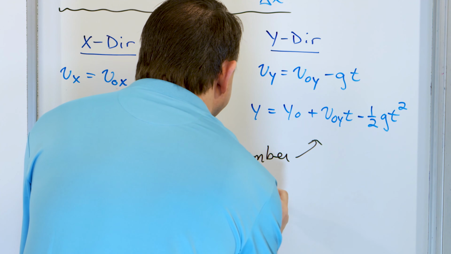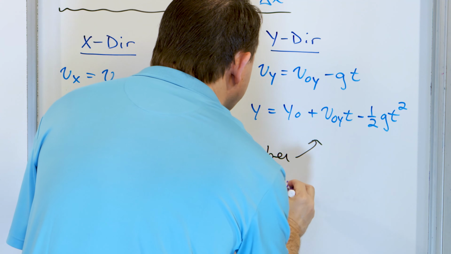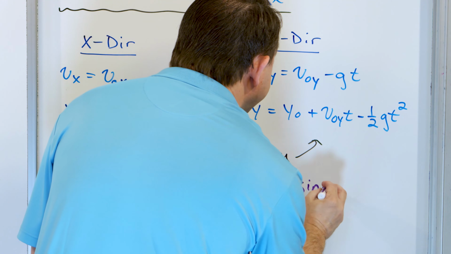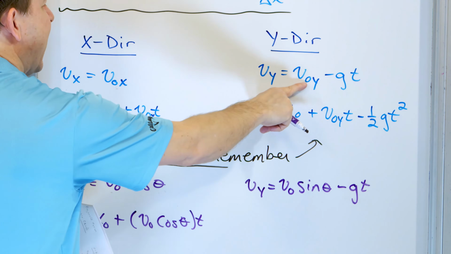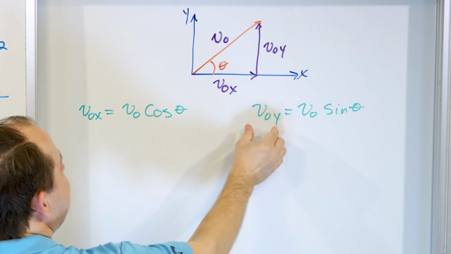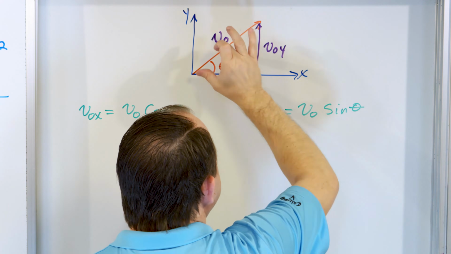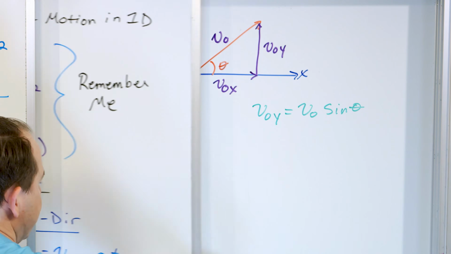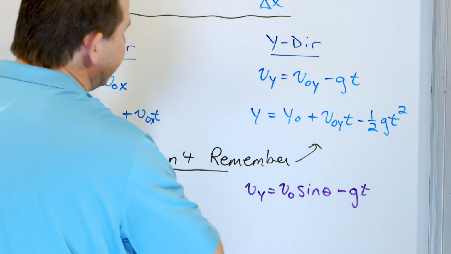Now let's do the y direction here. Here we have v sub y is equal to v naught y. So we're going to substitute in v naught times the sine of theta, and then we have minus gt. All we did was say we have a y component of the velocity, but if you're acting at some angle, the y component of the velocity is just the total velocity times the sine, which gives you the vertical projection of that. So v naught times sine goes into this position right here, and the rest of the equation stays.